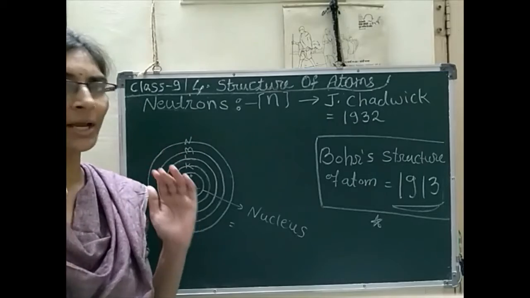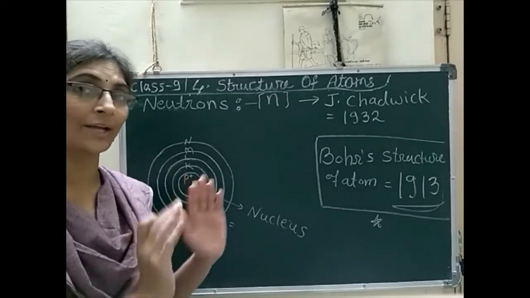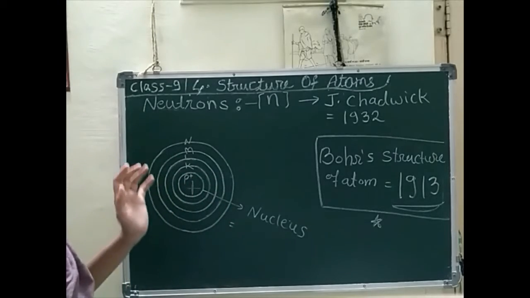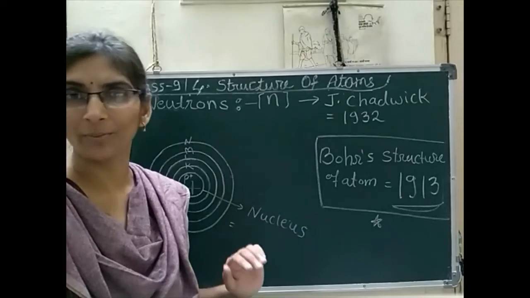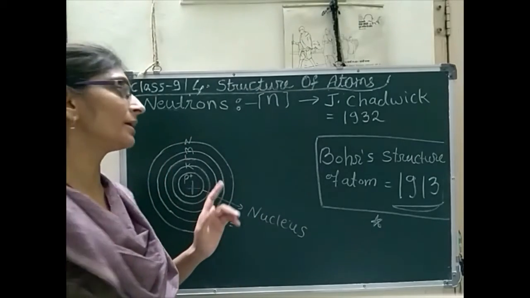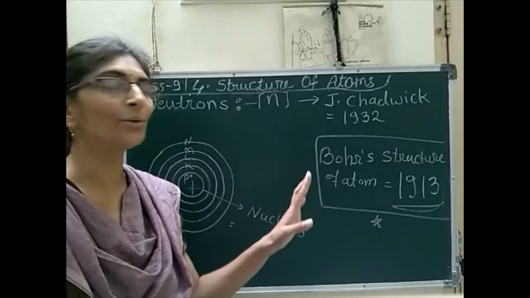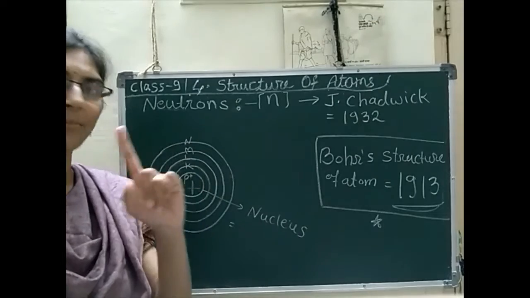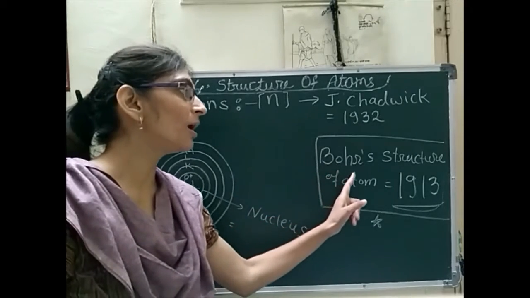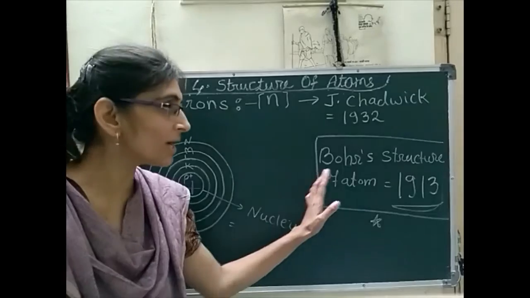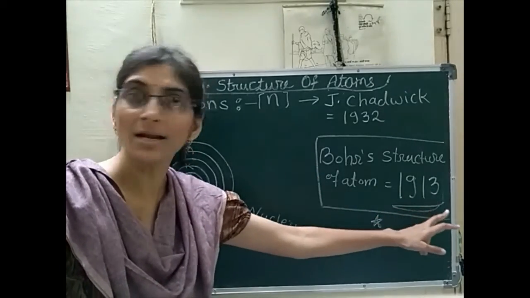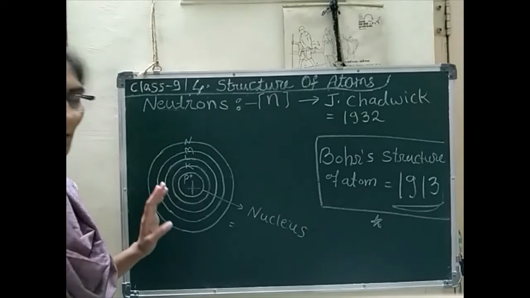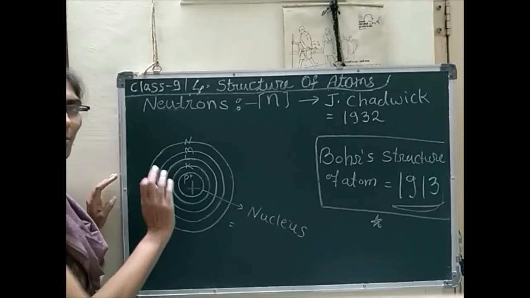Here especially I want to give you one correction which I made in our previous lecture. We have seen the Niels Bohr atomic structure, and by mistake I wrote 1922 as the year Niels Bohr gave his structure, but you have to make a very important correction there. Niels Bohr gave his atomic structure in 1913.